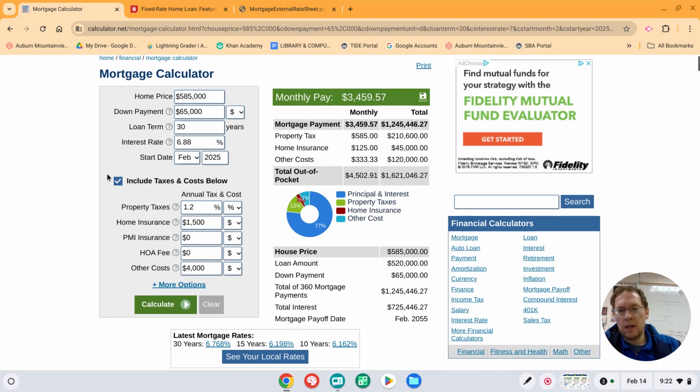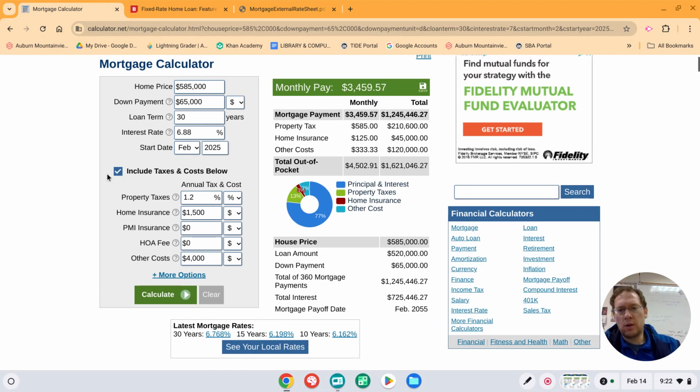Start date we'll do today. And for this part, we could include taxes, just to get a whole picture. If you wanted to really zero in on the principal and interest of the loan, then you could uncheck that box. Property taxes in our area, if we do dollars again, I think this home would be about $6,000. I know that because that's about how expensive my home is. How about that? And home insurance, $1,500 a year.